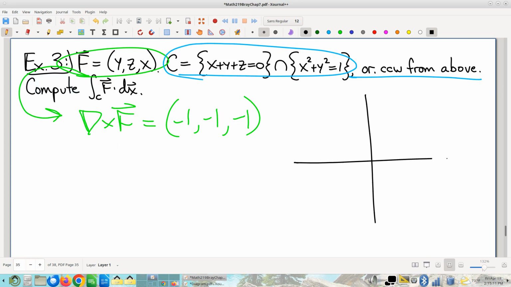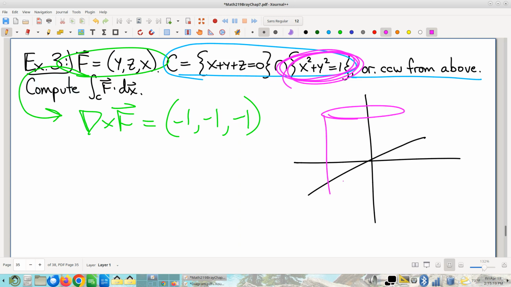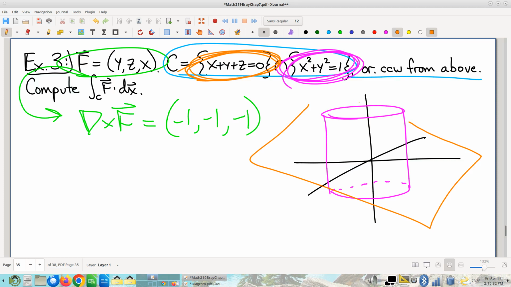I'm going to draw an axis system like this. We have this cylinder here, like that, and then we have this plane there. These are always hard to draw. Like that. And now I appeal to your sense of geometry. You've got to think about, how does this orange plane intersect with this purple cylinder? And that intersection is our curve.